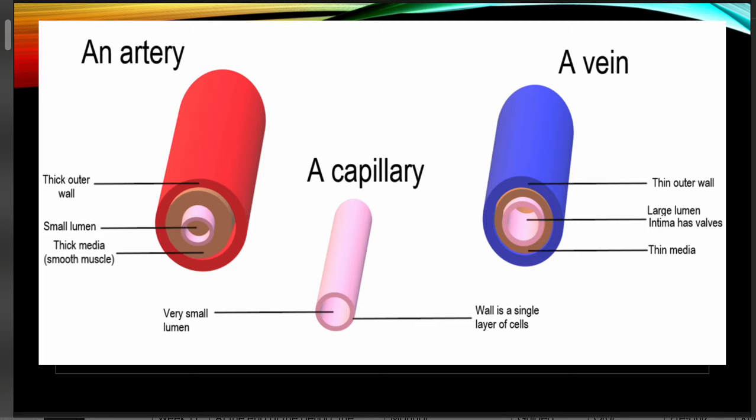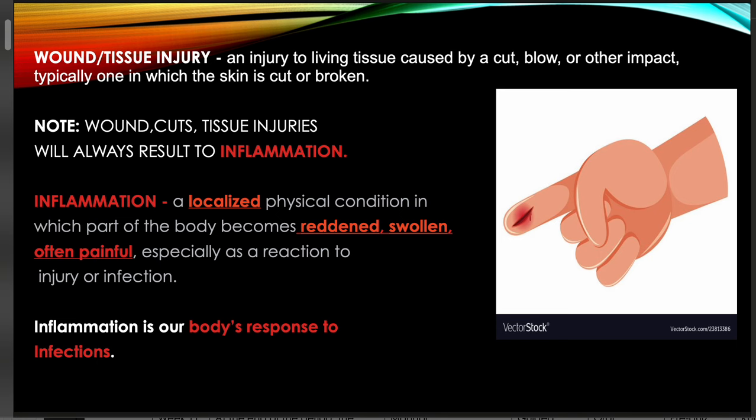So what is the difference between your arteries and your veins? Your veins have thinner outer walls, but they have large lumens. Your arteries have thicker outer walls, but small lumens. They have thick media or smooth muscles, while veins have thin media. Capillary has a very small lumen, and the wall is a single layer of cells. Why is it only a single layer of cells? Because there is an exchange of nutrients happening there. So it was made by the Lord as only a single layer of cells.